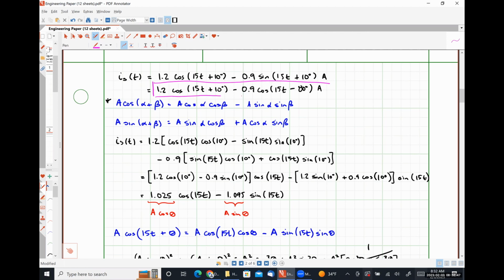So I want you guys to put something in your calculator. If you have a Casio, put your calculator in complex mode for me. So we're just going to take the difference of two numbers here. I want you to put 1.2 angle 10 degrees minus 0.9 angle negative 80 degrees.